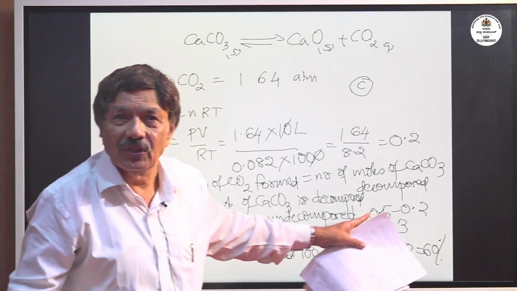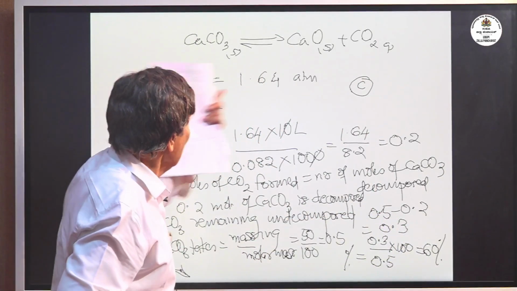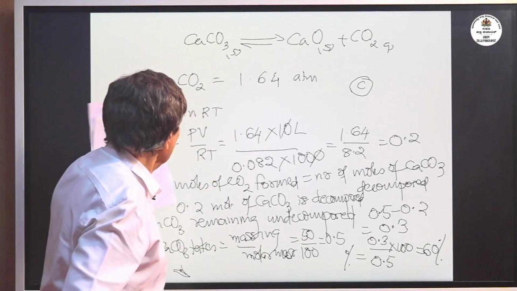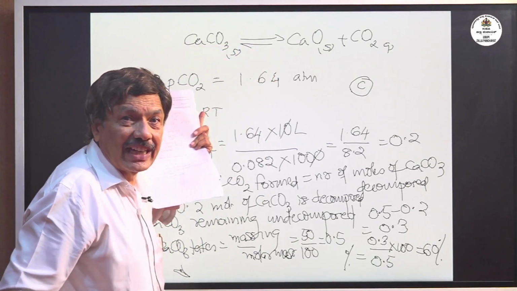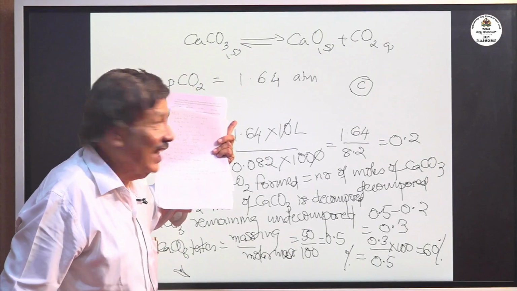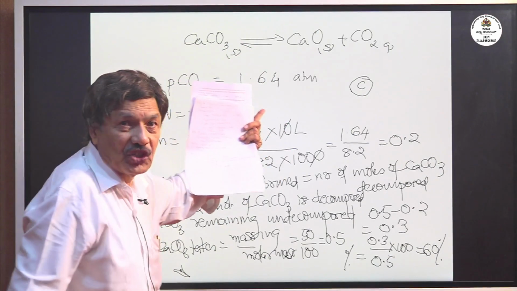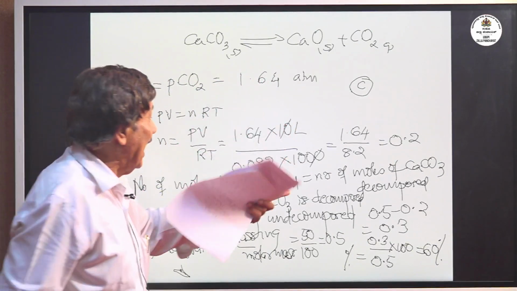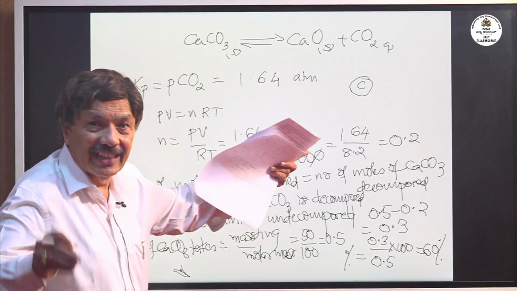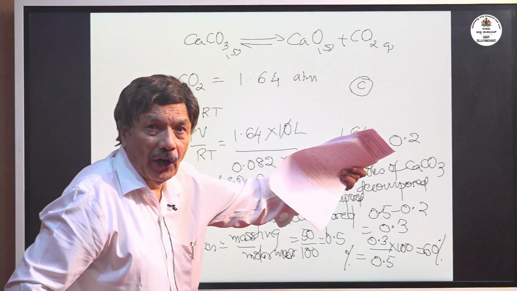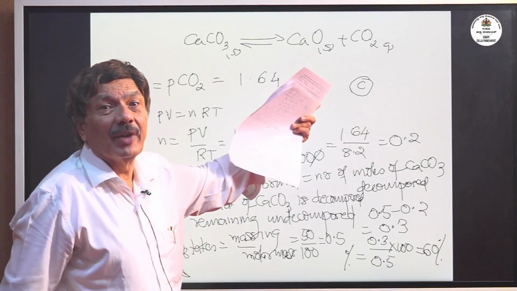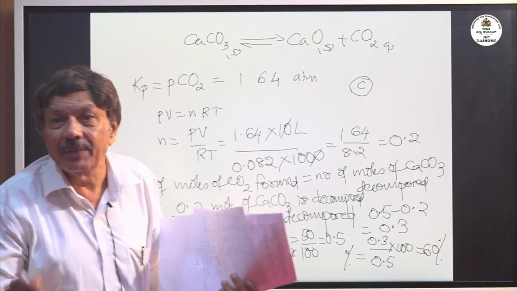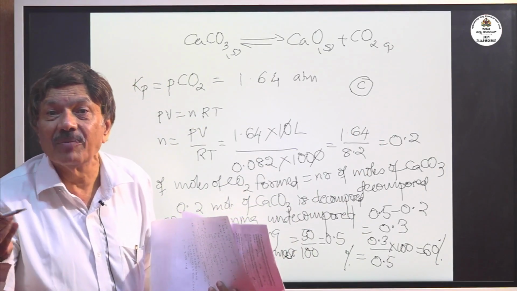Hope that you understood. So what you have to do is write the expression for Kp. Since these two are solids, the Kp itself will be the partial pressure of carbon dioxide. We got it as 1.64 atmosphere. From there, using the formula PV equal to nRT, we calculated the number of moles, considering the volume, etc. So it became 0.2 moles. Number of moles of carbon dioxide formed is equal to number of moles of calcium carbonate decomposed. That means 0.2 moles of calcium carbonate decomposed.